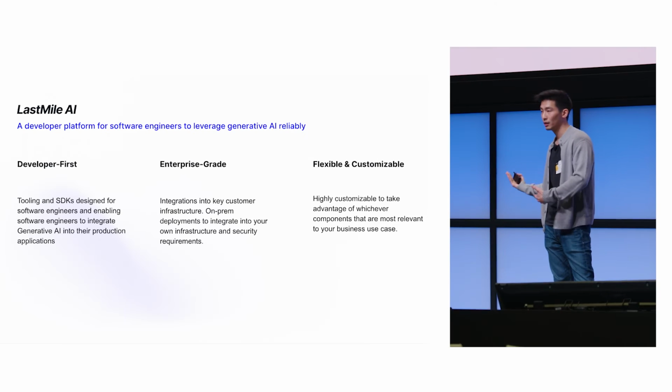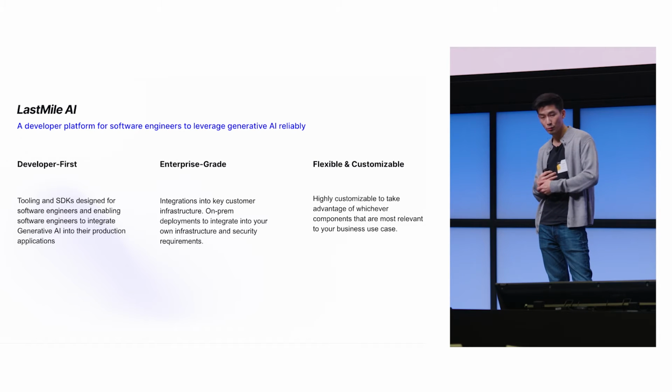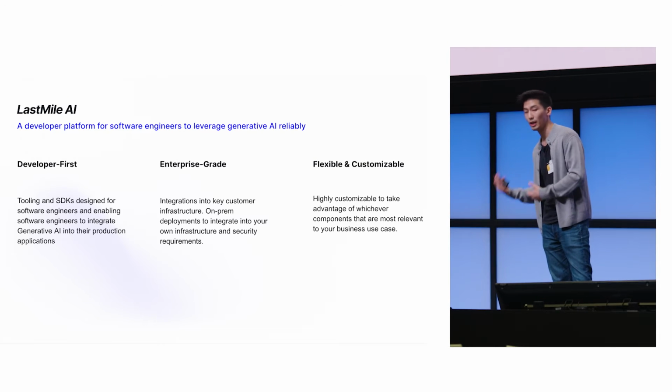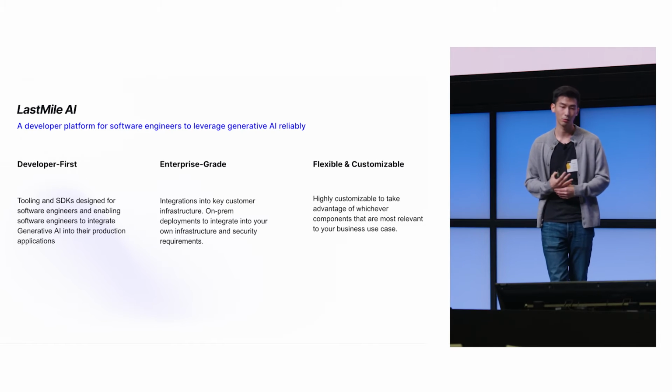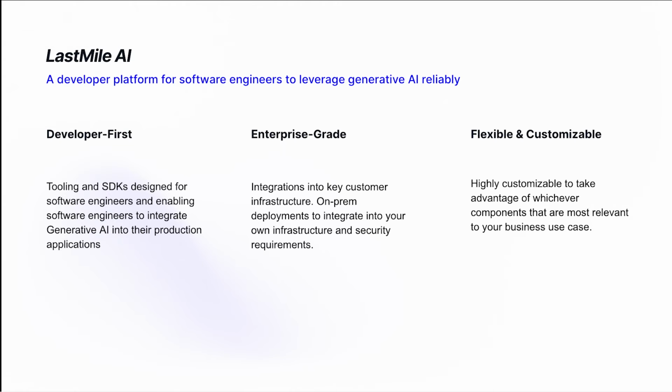So Lastmile AI, a little bit about us. We're a developer platform for software engineers to leverage generative AI reliably. We are developer first. This is really, really key for us, which is how do we build tooling and SDKs for software engineers to enable them to integrate generative AI into their production applications. We are enterprise grade. We want to make sure that the biggest hurdle to get into production, is it good enough? And is it good enough means you need the enterprise grade features, which is security. How do I make sure that I have source control?